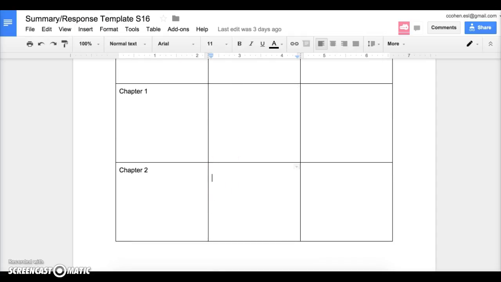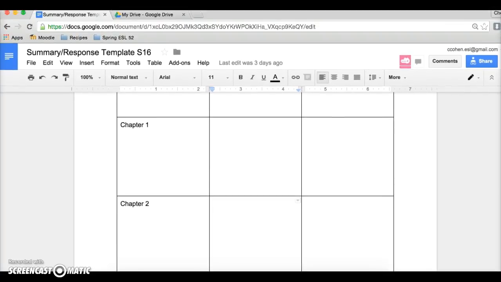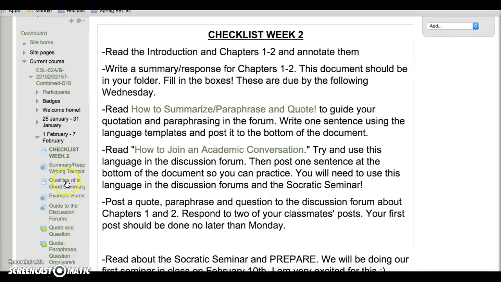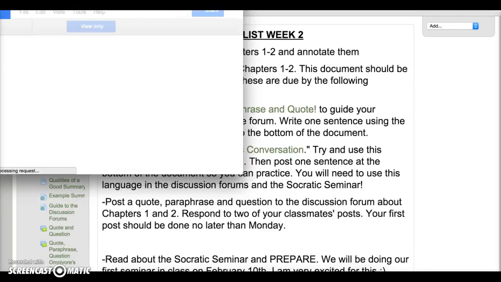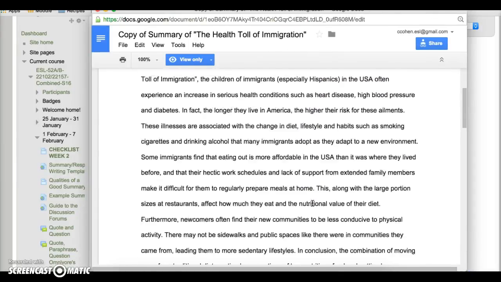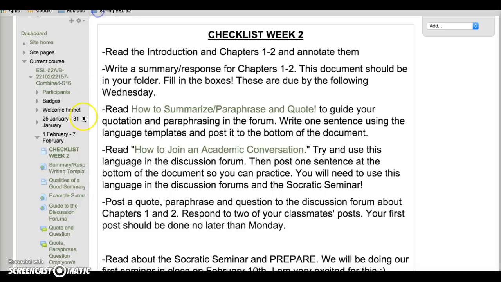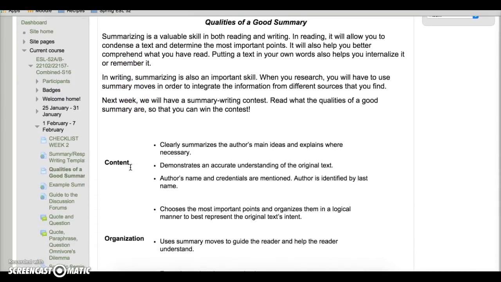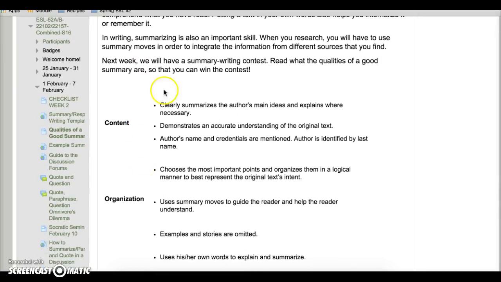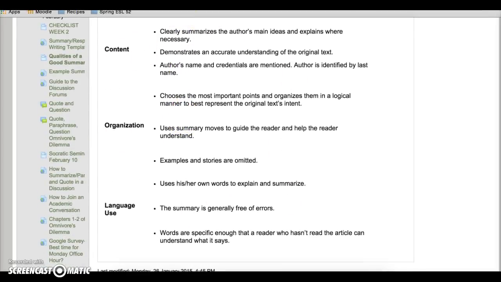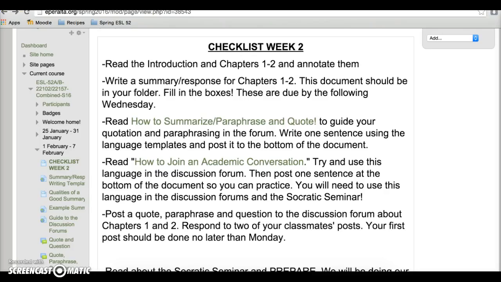If you're a little bit confused about what a good summary looks like, I've posted an example summary. It's on the Moodle. You can check out this example. I also posted the qualities of a good summary. So if you need to be reminded of why we summarize and what a good summary entails, here are the criteria for that. You all did very well on your summary today in class, by the way.